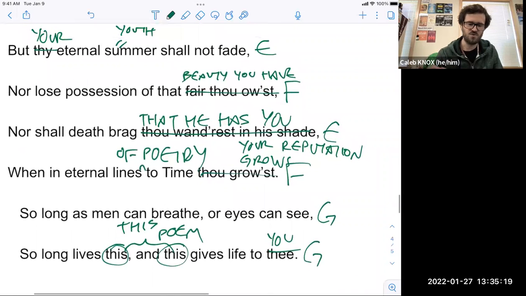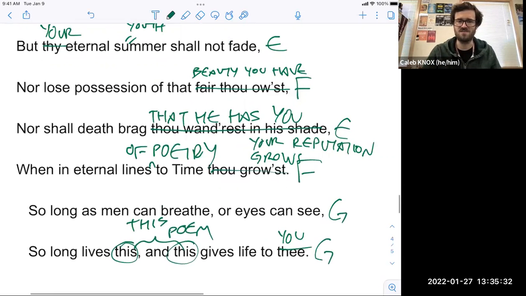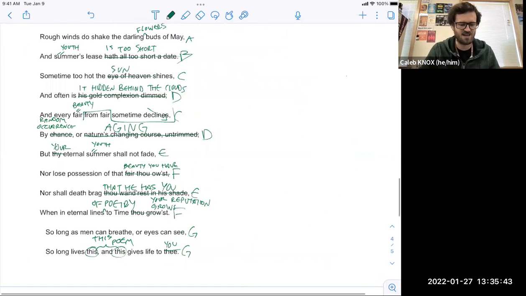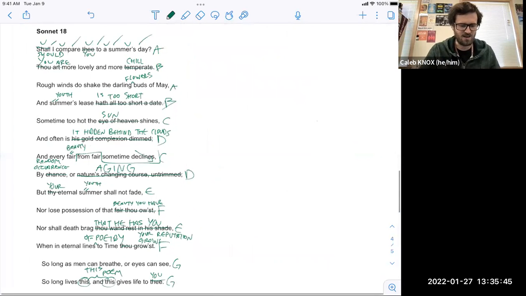But your eternal youth shall not fade, nor lose possession of that beauty you have, nor shall death brag that he has you, and in these eternal lines of poetry, your reputation will continue to grow. So long as men can breathe or eyes can see, so long lives this poem, and this poem gives life to you. Okay. Pretty cool. Pretty cool sentiment when we look at that. There you go. William Shakespeare's Sonnet 18.